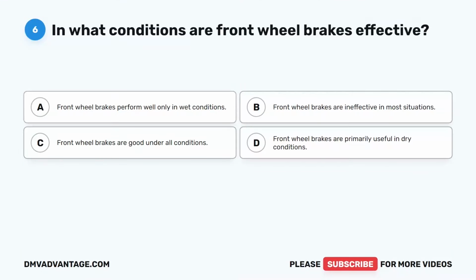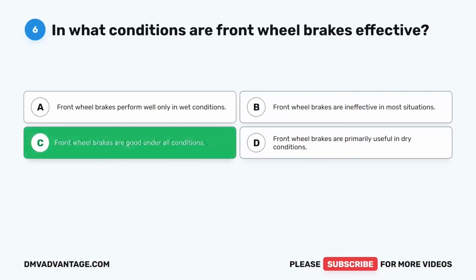Question 6. In what conditions are front-wheel brakes effective? A. Front-wheel brakes perform well only in wet conditions. B. Front-wheel brakes are ineffective in most situations. C. Front-wheel brakes are good under all conditions. D. Front-wheel brakes are primarily useful in dry conditions. The correct answer is C.